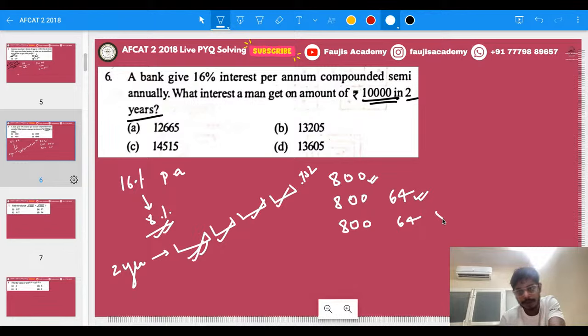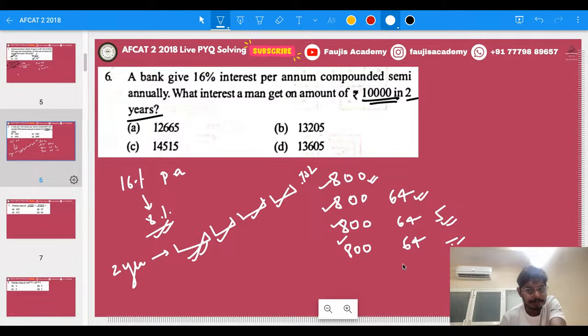So this one will fetch you how much? Close to that number, right? And this one will also fetch you another 800 and another 64, right? Isn't it? And then this value will also get you another how much? 8%, very negligible value. Okay, right? So total interest is how much? 3200, right?